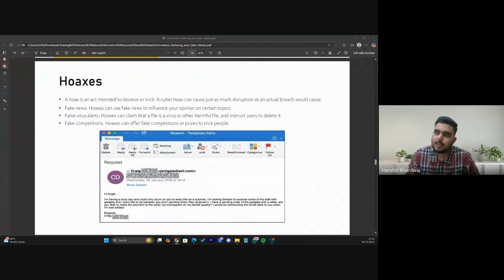A fake virus alert hoax can claim that a file is a virus or harmful file and instruct users to delete it. Those who don't know much about computers, if somebody says that your system is compromised by a virus and there is some critical file present in your system that the individual has to delete, and if somebody deletes that file, there will be some disruption that it may cause. So those kinds of things. So this is what a hoax is about.